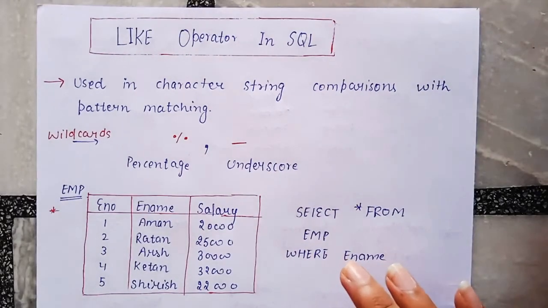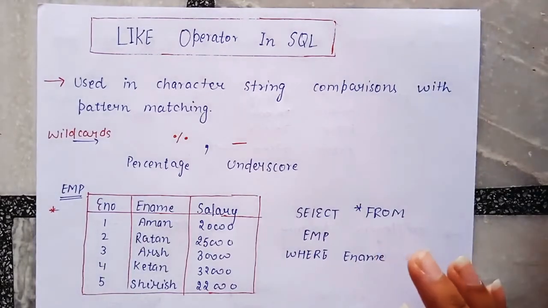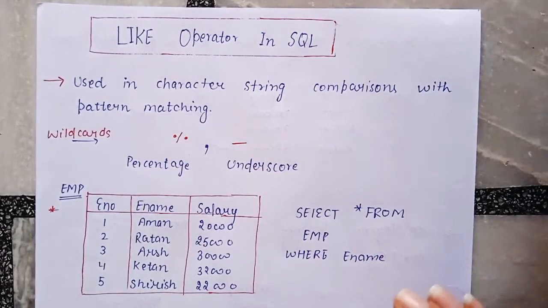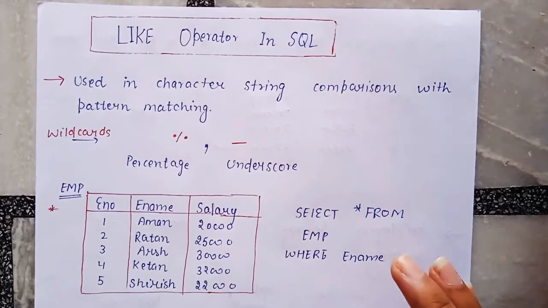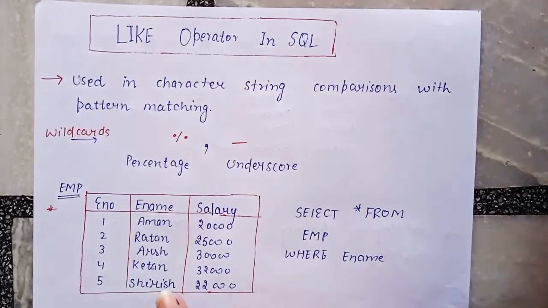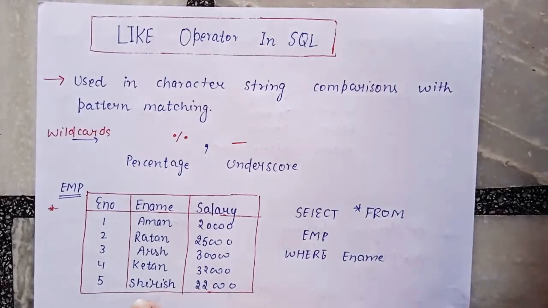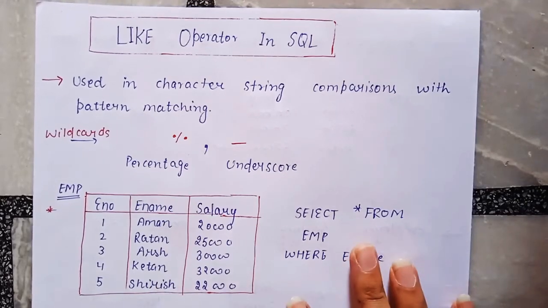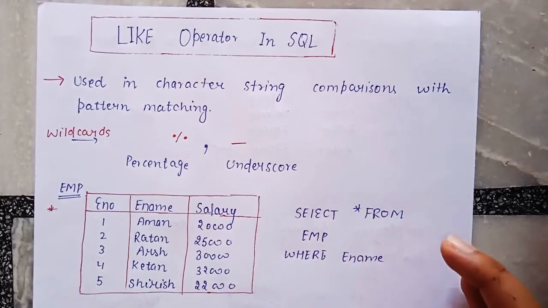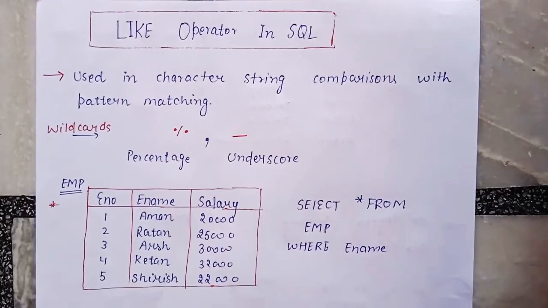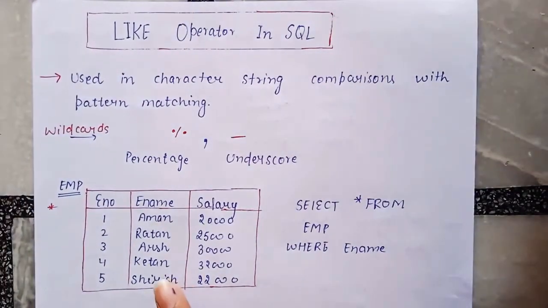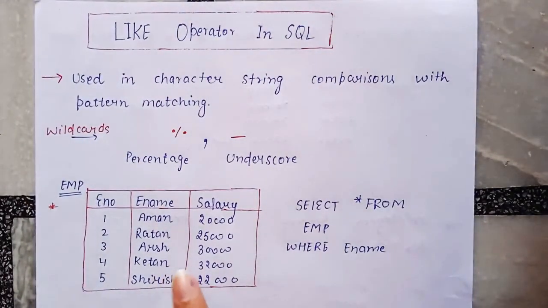The percentage wildcard is used for approximate comparisons, when we do not exactly know the information about the character string that we are going to match. For example, in this table, if we want to know those students whose name starts with A, we don't know the exact names, but we want only those students whose name starts with A, ends with N, or consists of A in between their name. For all these comparisons in which we do not have complete information, just an incomplete clue to find that name, we use this percentage symbol.